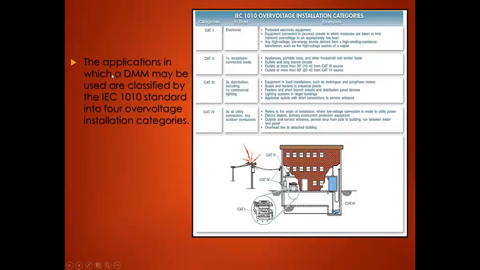The applications in which a digital multimeter may be used are classified by the IEC 1010 standard into 4 overvoltage installation categories. So we have multiple different categories of meters. We have category 1, 2, 3, and 4. Basically, you need to be aware that there are different classifications of meters, and certain meters are not capable of measuring higher voltages.